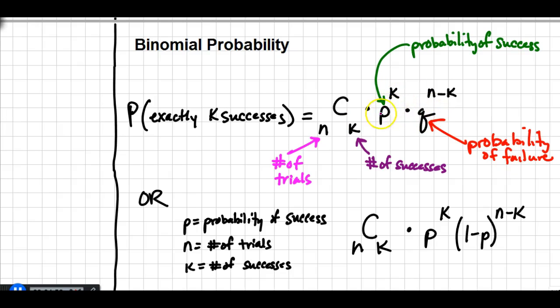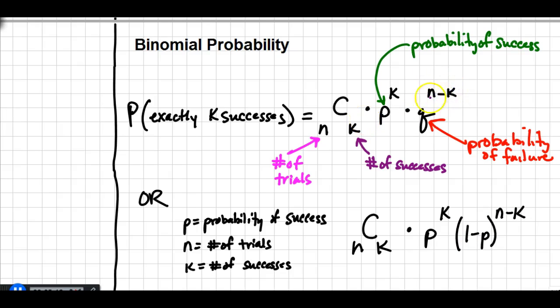Since these 2 are complementary of each other, they should add up to 1. So here's an alternate version of the same equation. You could say p to the k and then q to the n minus k, or just 1 minus p to the n minus k. So 1 minus p and q represent the same thing. It's the complement of the probability of success.